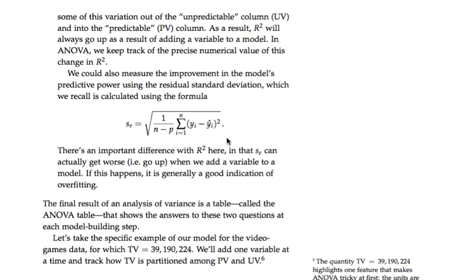There's an important difference with R squared here in that this number right here, the residual standard deviation, actually could, in principle, get worse, i.e. go up when you add a variable to the model. And that's because there's both a numerator and a denominator here.